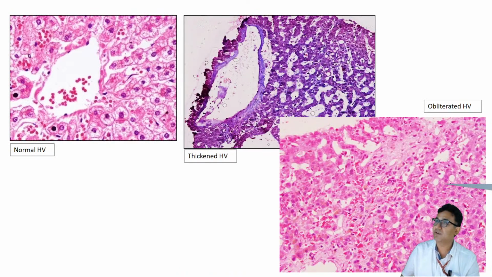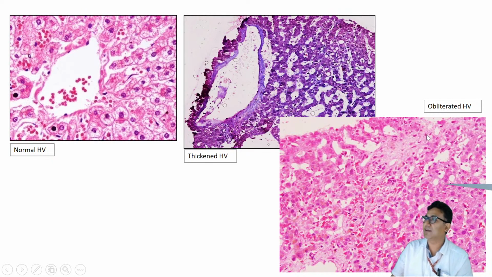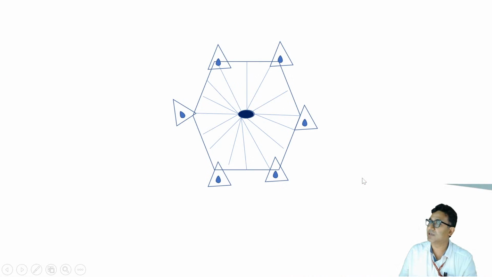And if we talk about the central vein or hepatic vein, this is the normal, which is a barely perceptible structure with no thickening of the wall. In Budd-Chiari, sometimes we see this type of thickening of the central vein with collagenization, and very rarely in needle biopsies we identify this type of obliterated hepatic vein. As you can see, this is totally thrombosed.